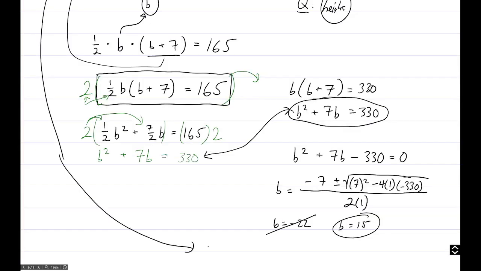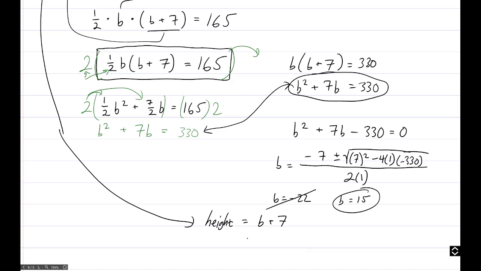So the height is b plus 7. b is just the base. So the base is 15, and the height is 7 more. Let's write it this way so it's a little easier to see what's going on. Plug in 15 for the b, so 15 plus 7, 22 is the height.